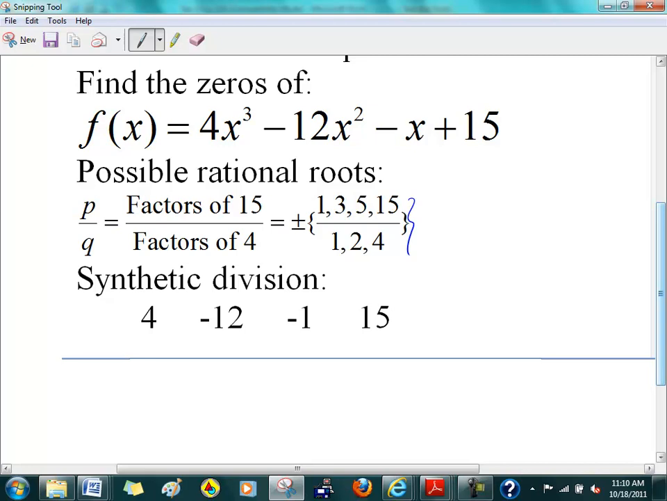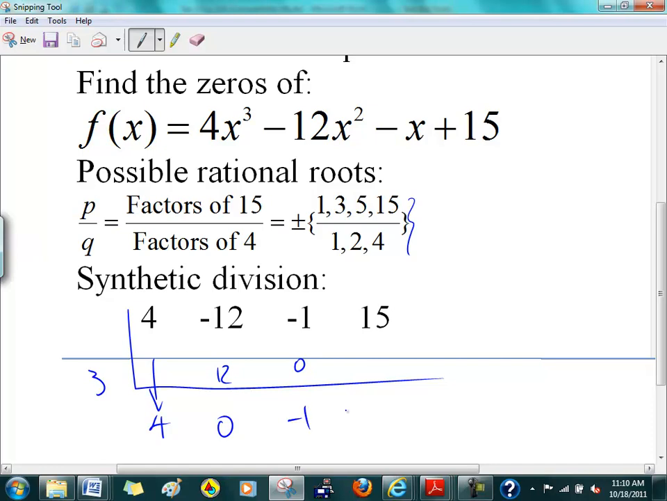So I'm going to start out with plus 3. I don't know, it might work, it might not. Let's try it. If I take a 3 here, bring this down, I get a 12, I get a 0, then a 0, minus 1, minus 3, and my remainder is 12. So 3 doesn't work, does it? What should I expect here if 3 was a root? I would expect a 0. So that doesn't work, and we're going to start over again.